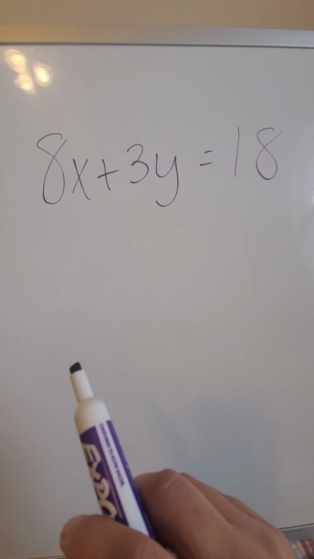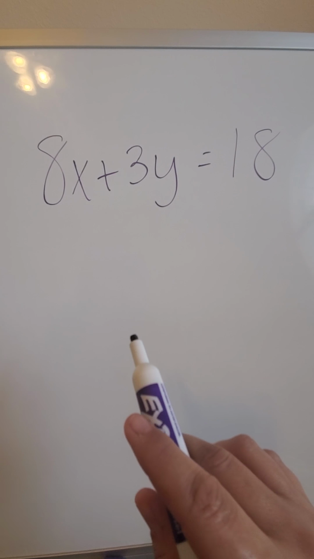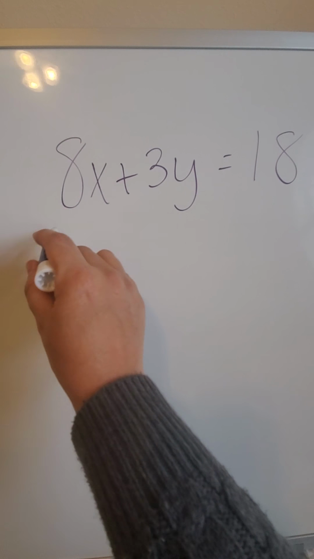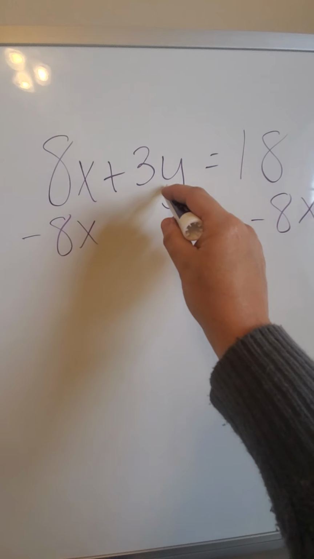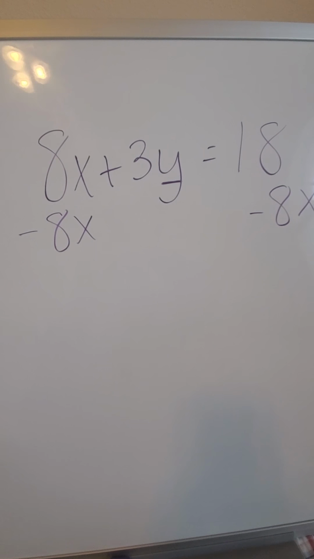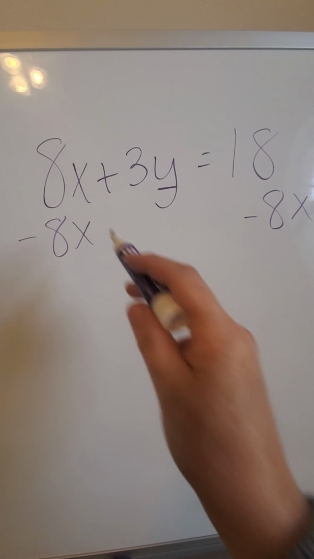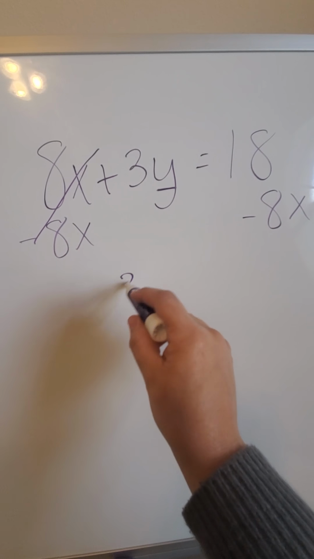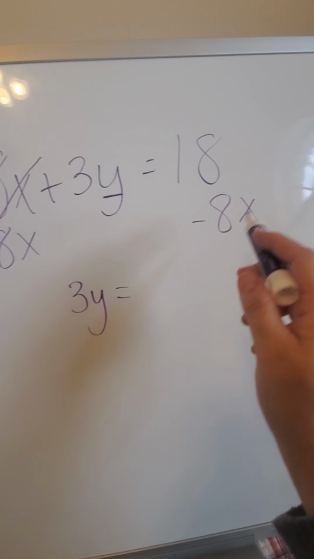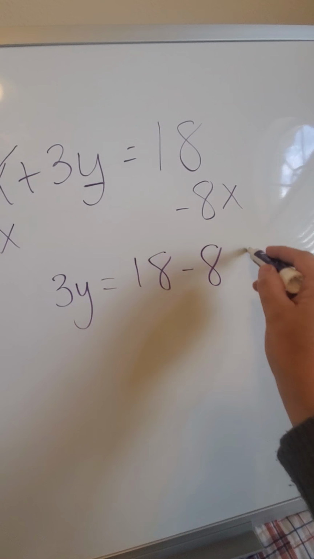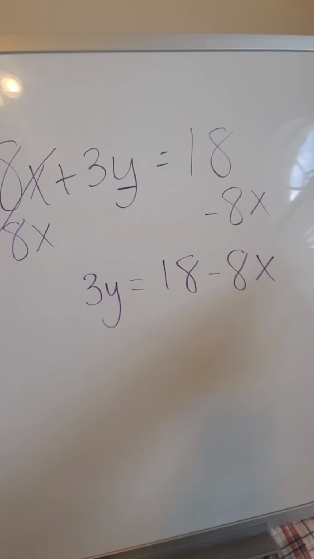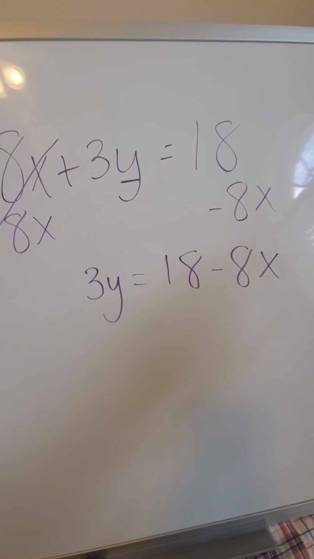So to get y by itself in this equation, I would subtract 8x from both sides. I'm going to isolate the variable y, in other words, get it by itself on one side. So that would cancel, and I'd have 3y equals, now these are not like terms, so I have to list them separately, 18 minus 8x, or negative 8x plus 18. However you like to write it, doesn't matter to me.